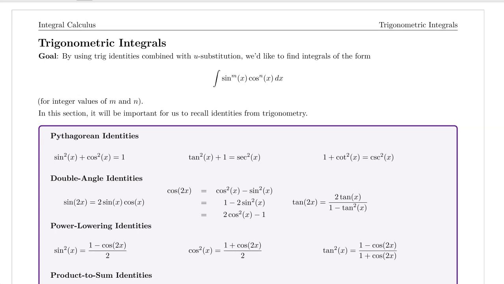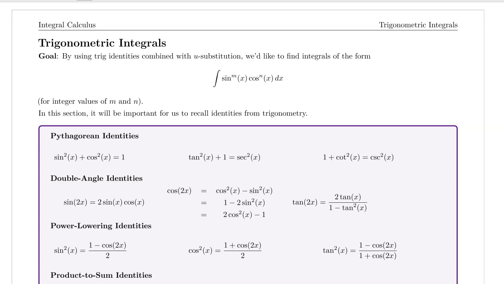In this video, we are going to look at solving trigonometric integrals. Our goal is, by using trig identities combined with u substitution, we'd like to find integrals of the form the integral of sine to some power times cosine to another power dx, where m and n are integers.